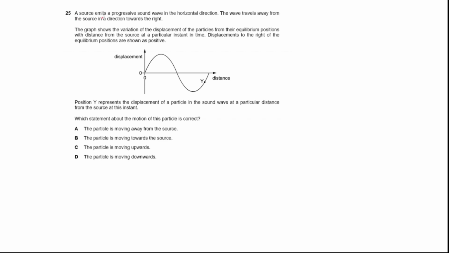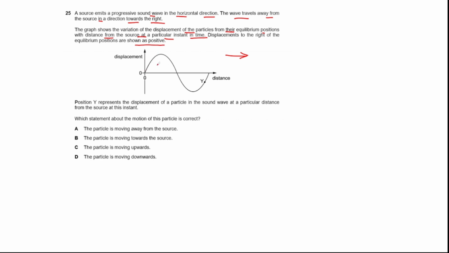Question number 25. A source emits a progressive sound wave in the horizontal direction. The wave travels away from the source in a direction towards the right. So the source is towards the right side. The graph shows the variation of the displacement of the particles from their equilibrium positions with distance from the source at a particular instant of time. The distance to the right of the equilibrium positions are shown as positive.